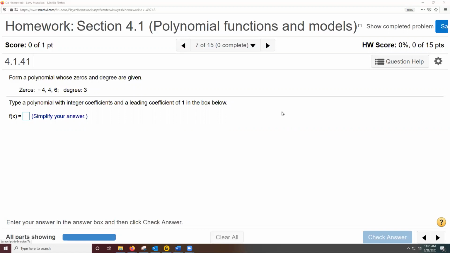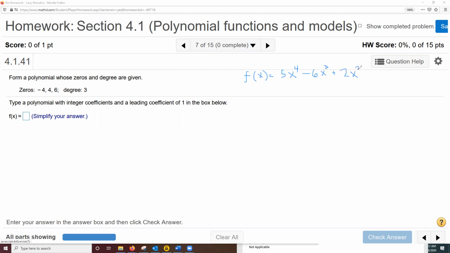First, let me explain what the degree of a polynomial is. So let me give you a couple of examples of polynomials. So here is a polynomial function. I'll just make up an example. Let's say 5x to the 4 minus 6x to the 3 plus 2x squared minus 4x plus 9, let's say.